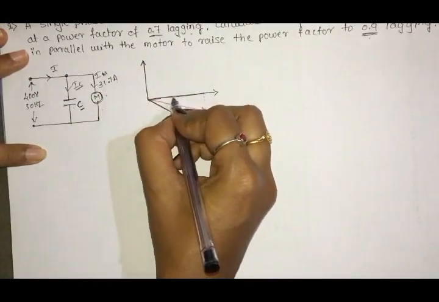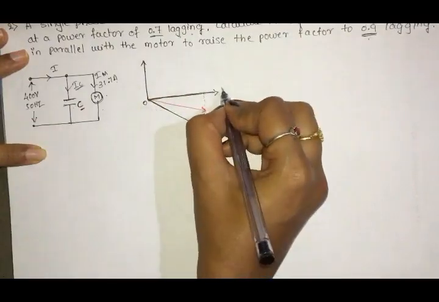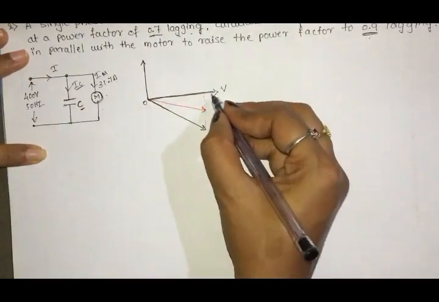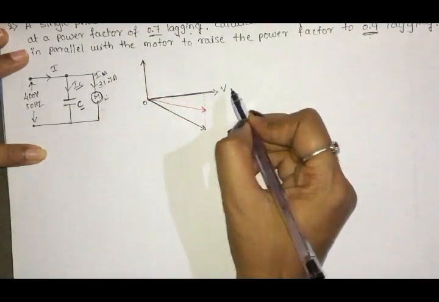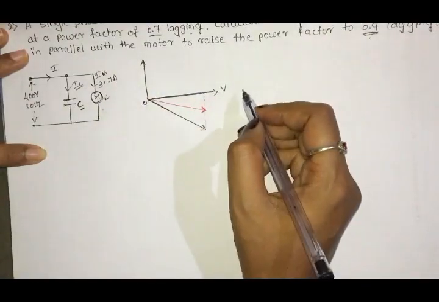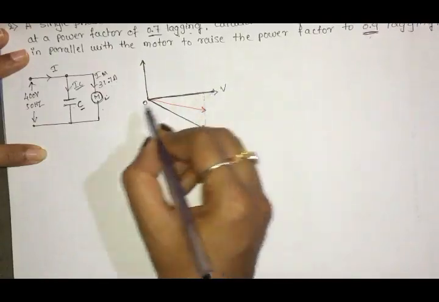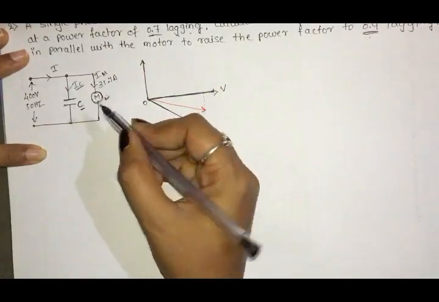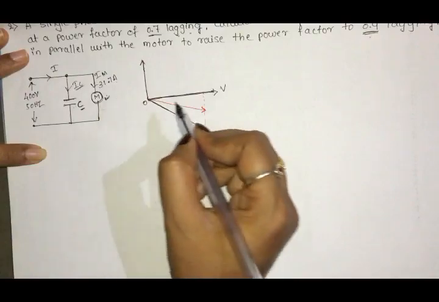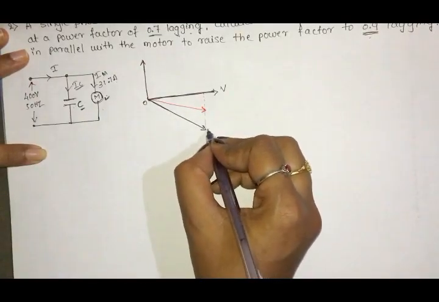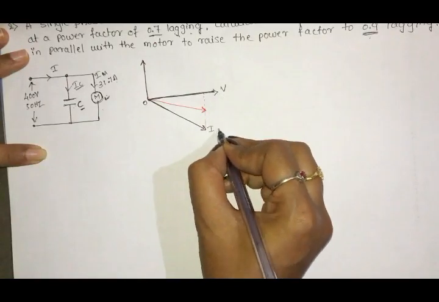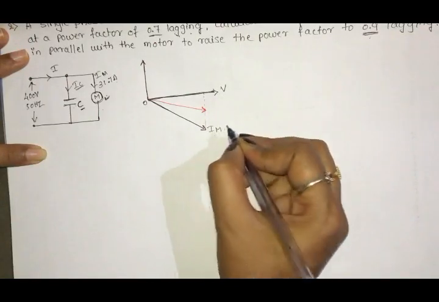Next let me draw the phasor diagram. I will take the real part as voltage. Initially we will draw the phasor diagram for this load, which we have derived in a previous lecture. So voltage, and this motor is inductive in nature, so the current will be lagging. This current lags the voltage, and I am going to mention it as the IM current.